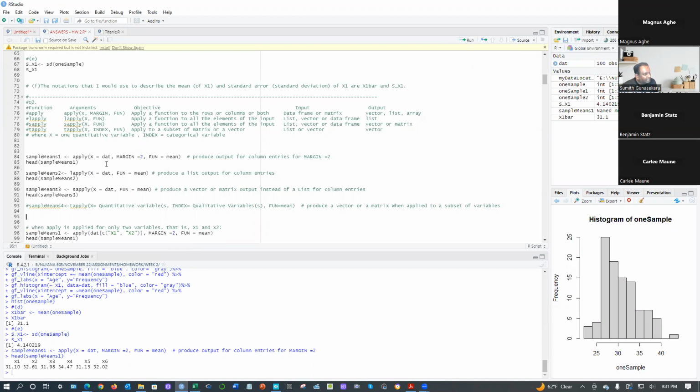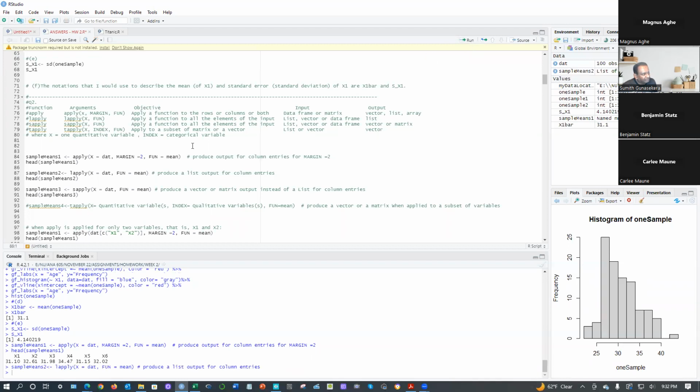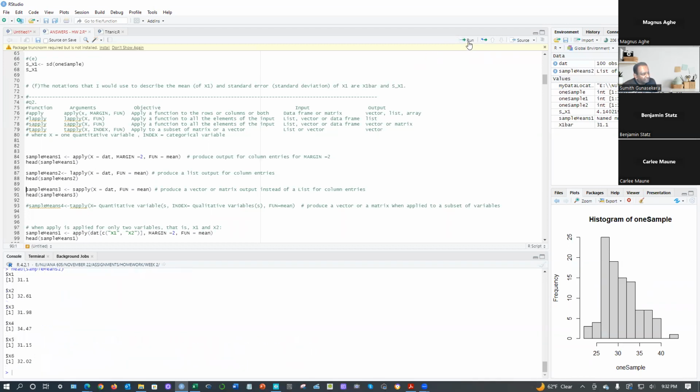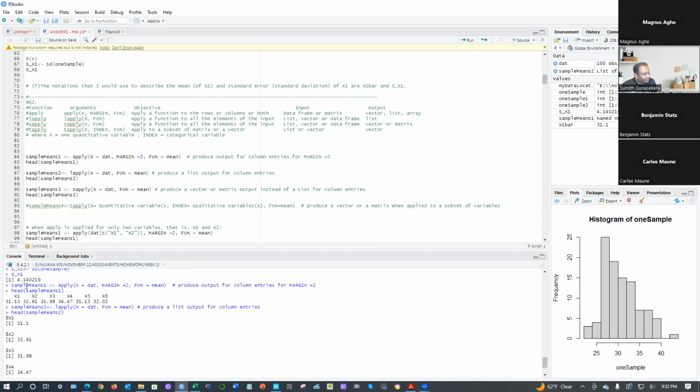Then it looks like that. Let's use lapply. It produces a list. See, list. I'm going to use lapply and see. And get the head. See, it is like a list. It shows that way. It's not like a column. See, it's not like this way, it's like a list. It's being listed. The other one produces a vector or matrix output instead of a list for columns.